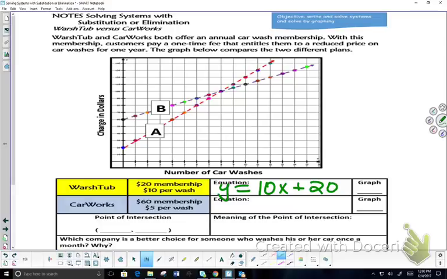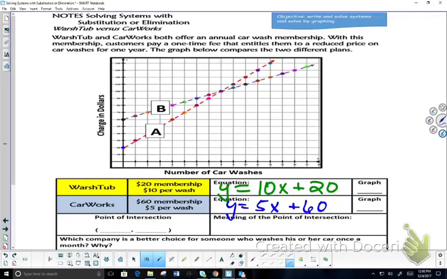What about Car Works? y equals 5x plus 60. $5 each time you take it in for a cleaning, and no matter what, you'll pay 60 bucks. That's pretty steep.